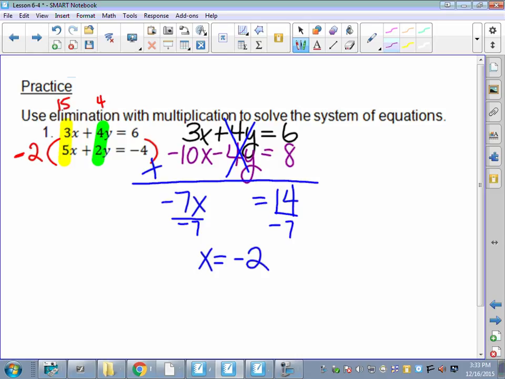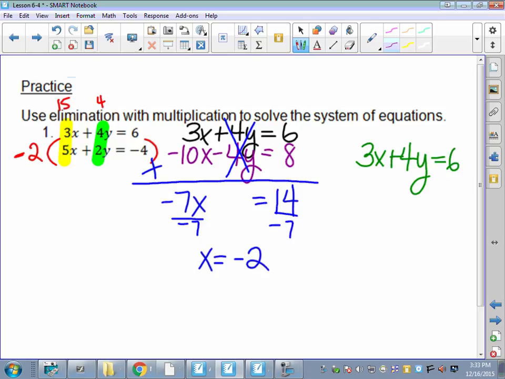But we're not done with this, right? The answer's an ordered pair, so I want to know what y equals. So go back to your original equations, pick the one you like better. Some people avoid the ones with negatives, so whatever looks best to you. I'm going to go back to that top equation, 3x plus 4y equals 6.